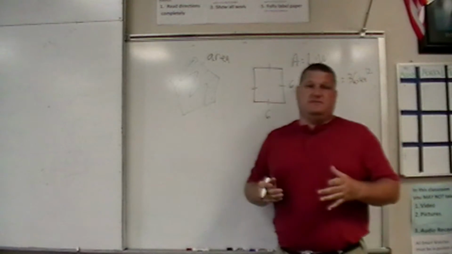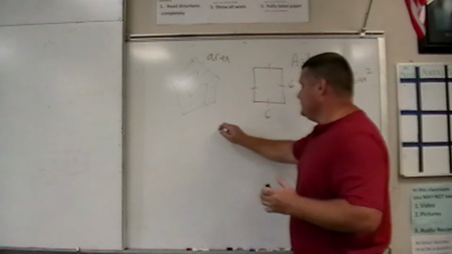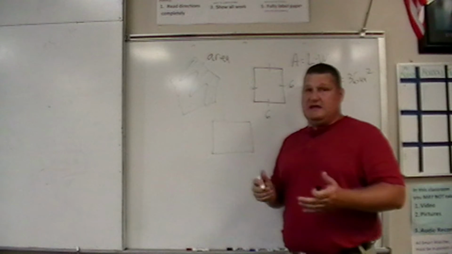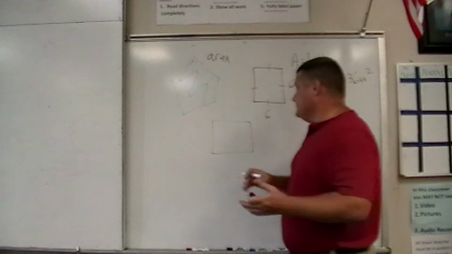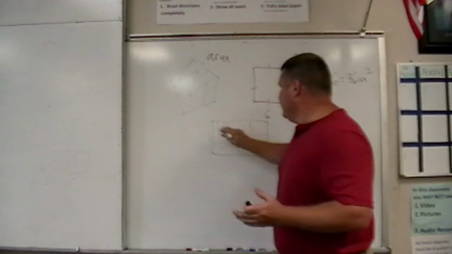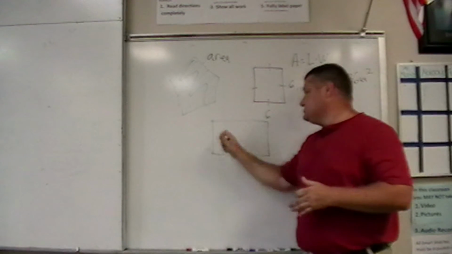Okay, but we take our square, then the next shape from square, what's similar to a square but is not a square? Yes? Rectangle. Rectangle, thank you. Okay, so we got rectangle. Now what's true about a rectangle? Needs to be longer, okay, needs to be longer. So a rectangle is definitely going to be longer in one direction than a square.